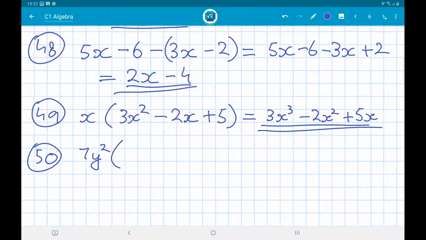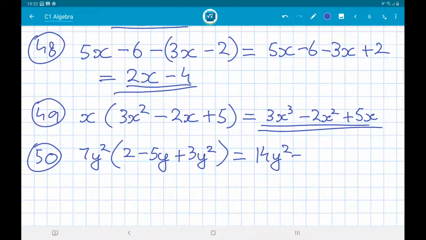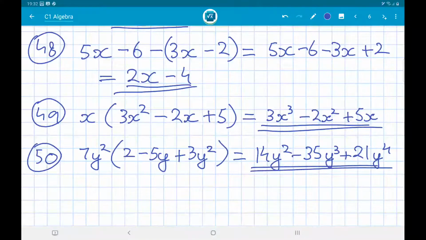7y squared times 2 minus 5y plus 3y squared is equal to 14y squared minus 7 times 5, 35, y cubed plus 3 times 7, 21, y to the 4, and I feel that's final as well. So that was 50. Let's see if we can do 51 on the same page. We can probably do 51 on the same page.